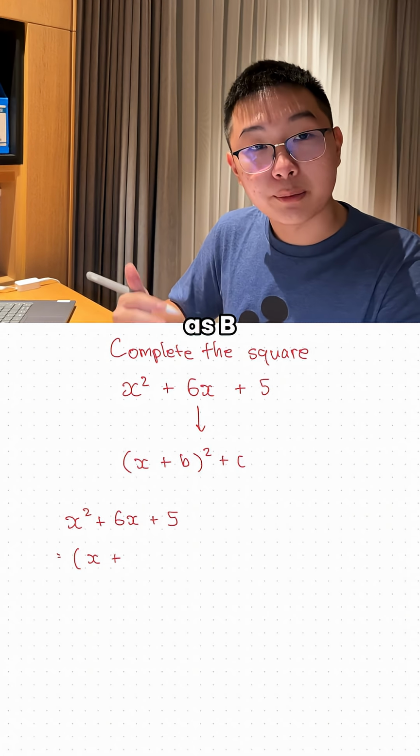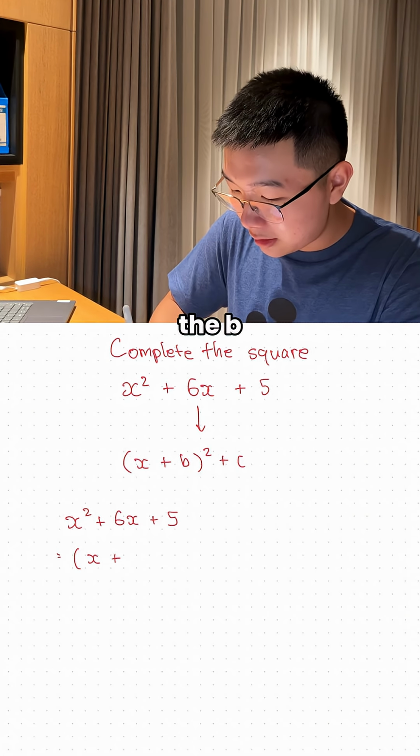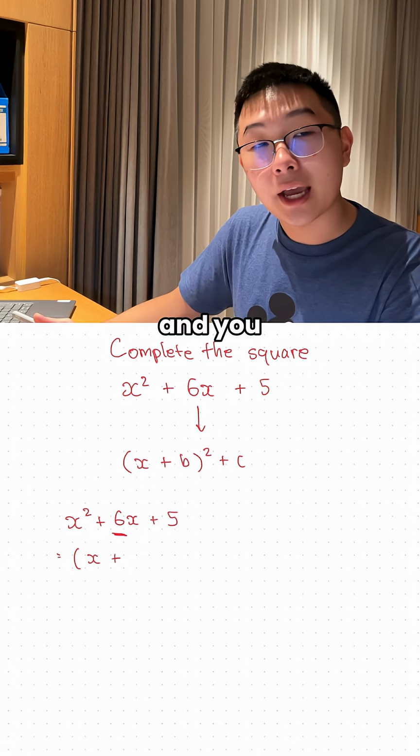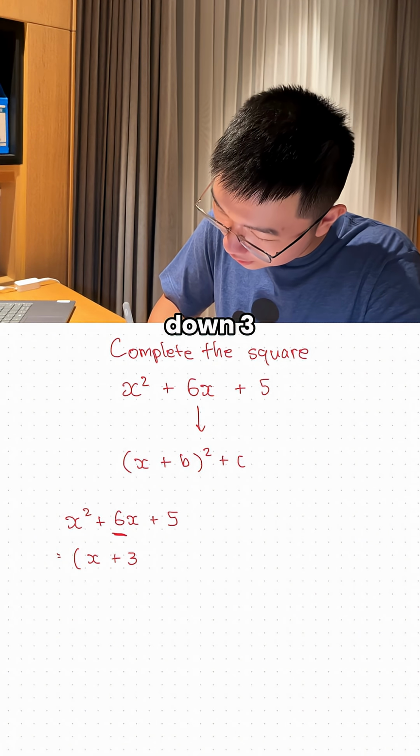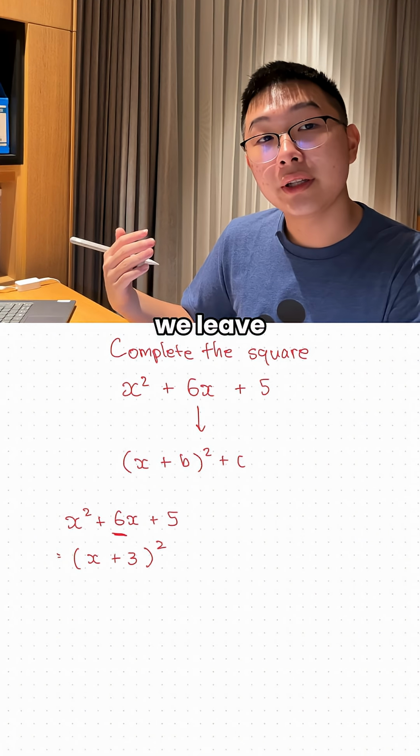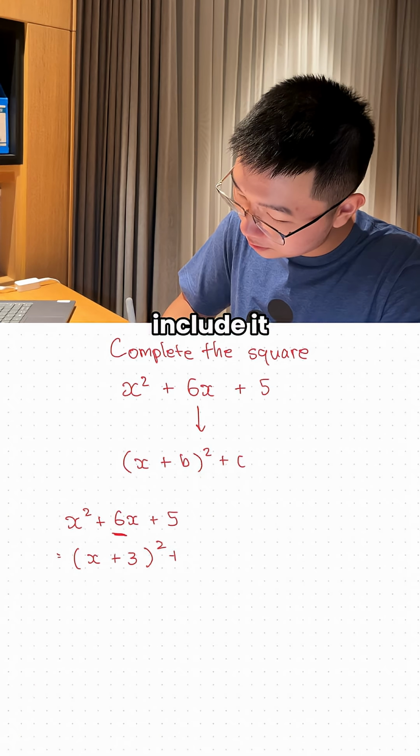Now, what do you put in as b here? You need to look at the b of the quadratic equation, and you need to divide it by 2. So what's 6 divided by 2? That's 3. You write down 3 and you write close bracket square. We leave the 5 outside. We don't include it inside the bracket.